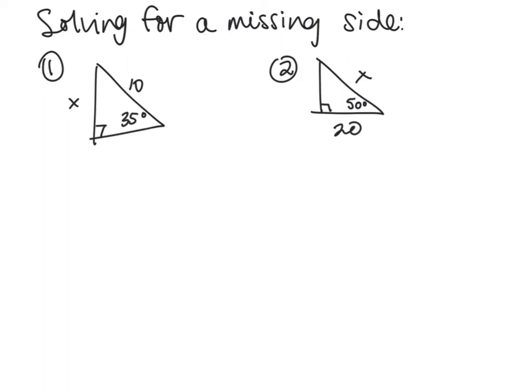Okay, so this is just going to be a quick review on how to solve for missing sides and angles in right triangles. So this just goes back to SOHCAHTOA, where you use sine, cosine, tangent ratios in order to solve for sides and angles. So these first two are just solving for a side.